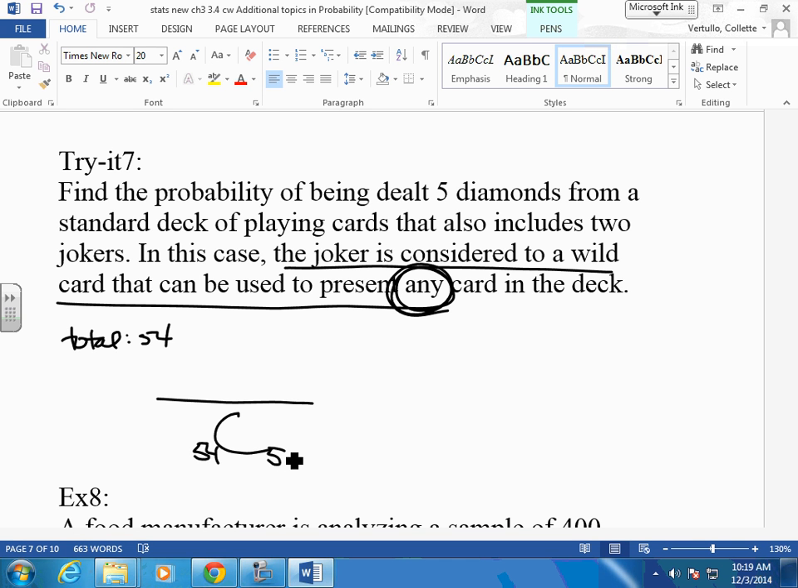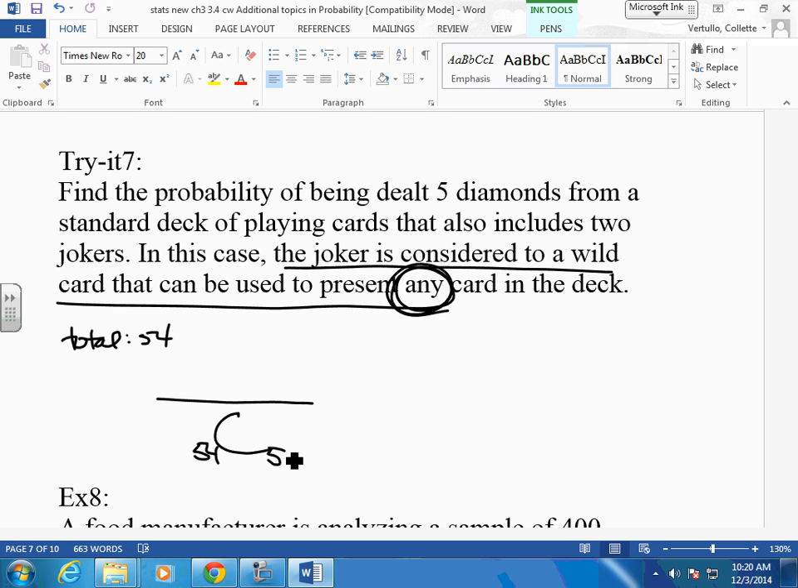Well, it says the Joker is considered to be a wild, so what is that, 7? No, I'm still gonna pick 5 cards. But if I'm holding like a 3 of diamonds and 2 jokers, I can have 5 diamonds. The jokers represent any card you want. So if you pulled the joker and you're looking for a diamond, then that joker counts as a diamond.